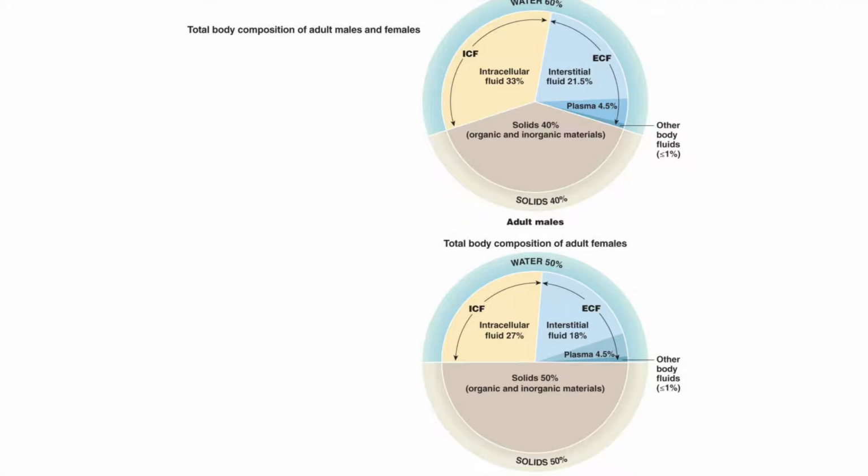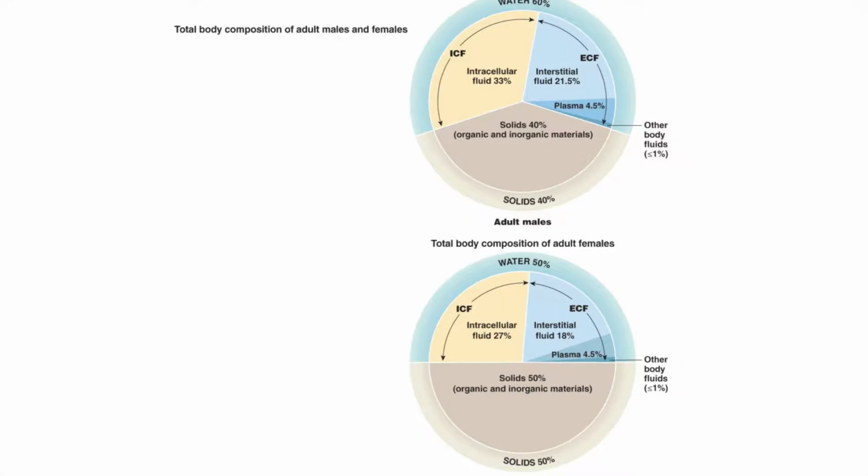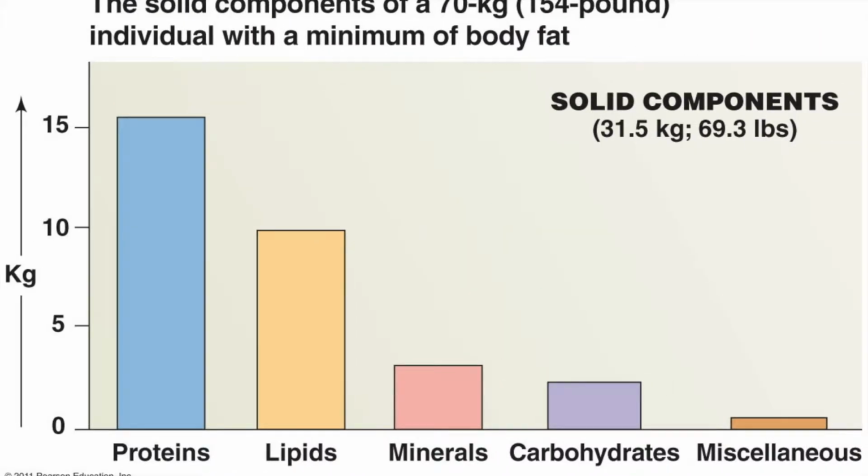Most of our body's water is found in the intracellular fluid, or ICF, so that's inside cells, and the rest is in the interstitial fluid, which is in between cells, and the plasma, which is in the blood, which together make up the ECF, which stands for extracellular fluid. The solid components of our body are mainly proteins and lipids. There are some minerals and carbohydrates as well.